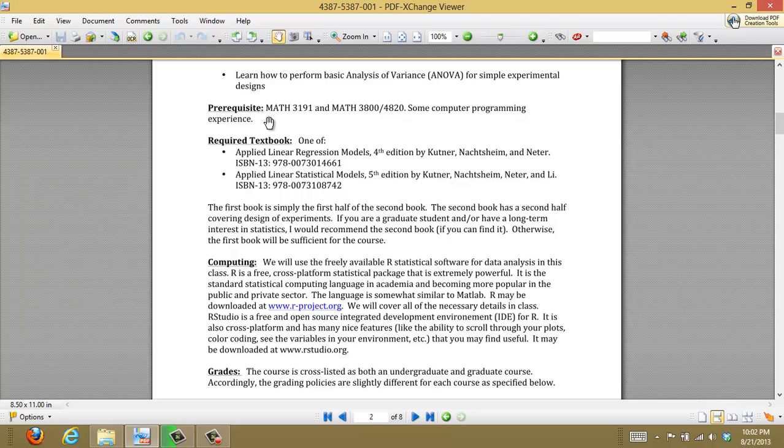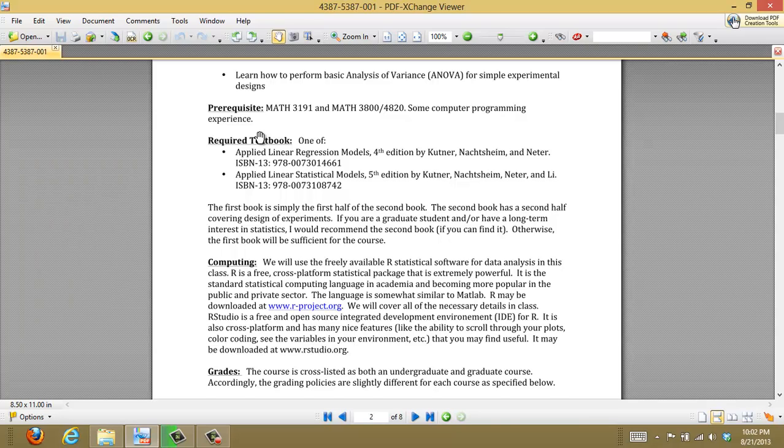Additionally, I would expect that you have some computer programming experience. I'm not expecting you to have taken an entire class necessarily on computer programming, but you should be aware of basic computer programming practices. If you've taken Math 3250, for example, then that would definitely adequately prepare you to be successful in this course. There are some required textbooks, or a required textbook, that you'll want to get.